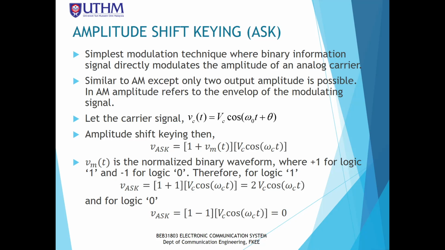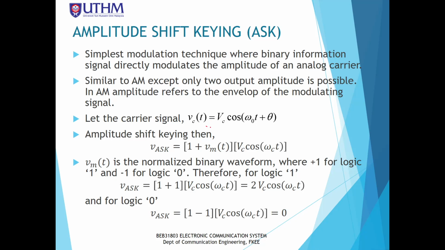Okay, the first one is amplitude shift keying. Amplitude shift keying is the modulation process which changes the amplitude of the carrier in accordance with the input variation. This process is similar to AM, but the difference is the input is in terms of digital. So you have two possibilities of input, logic 0 or logic 1. The input only has two possibilities, logic 0 or logic 1.